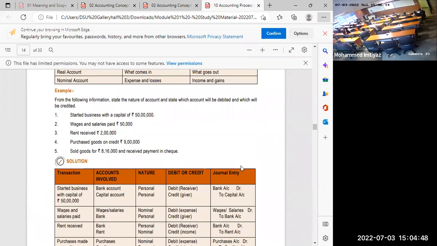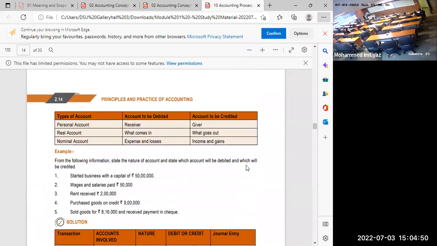Look at this table. According to the personal account rule, debit the receiver, credit the giver. Don't worry about this credit and debit; it's nothing but plus and minus, or positive and negative. If your transaction affects a personal account, you have to apply this rule. You have to see whether it is the receiver or the giver, and depending on that, take debit or credit.